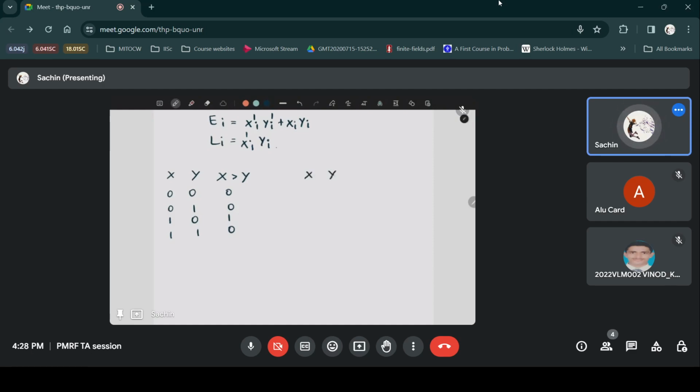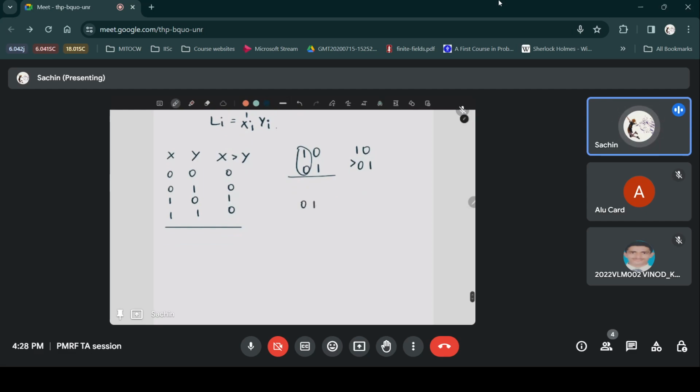Suppose x and y had 2 bits each. Let's take some number. Let's say 10 and 01. When we are comparing, we start at the leftmost position, the MSB. We check if the MSB is greater. MSB of the first number is greater than the MSB of the second number. 1 is greater than 0 from this truth table. So we automatically say that the number 10 is greater than 01.